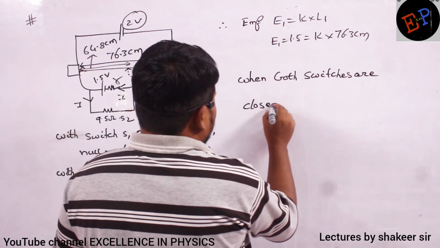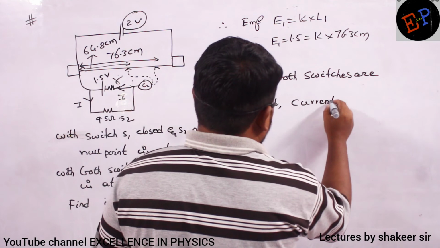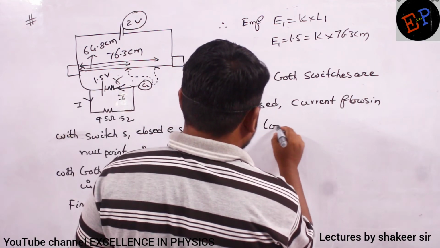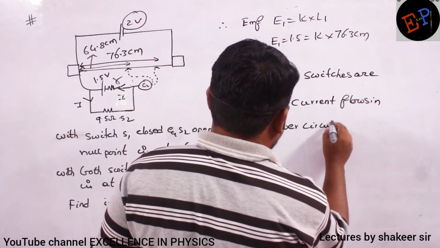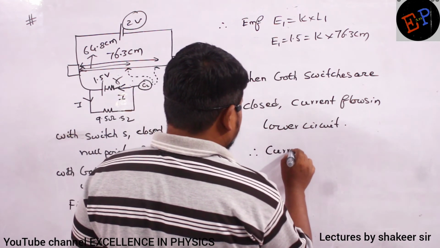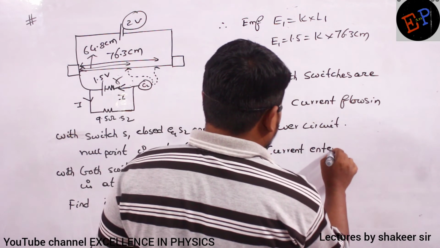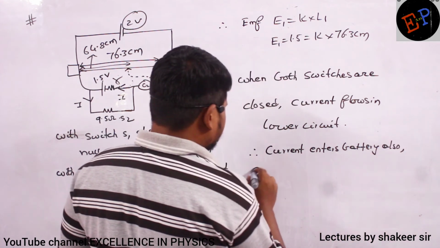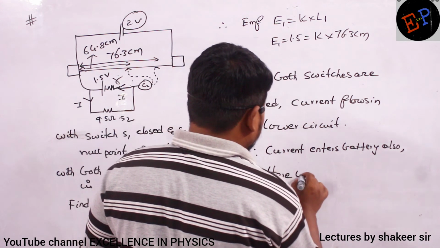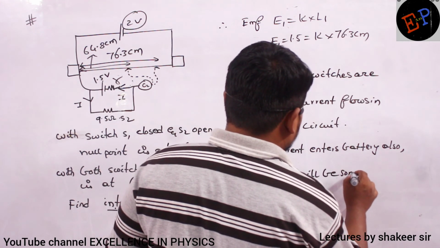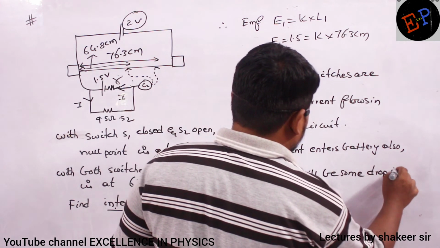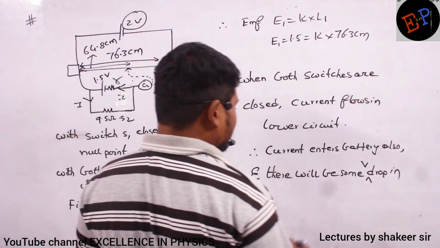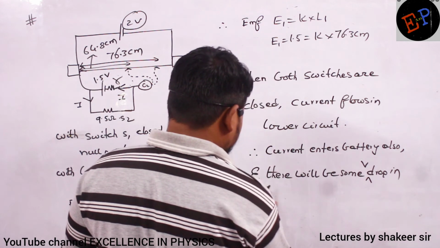clear? Current flows in which circuit? Current flows in the lower circuit. This is the lower circuit. Therefore, current enters the battery also. And there will be some drop in the battery. Drop means potential drop, not a water drop or alcohol drop. There will be some potential drop in the battery.